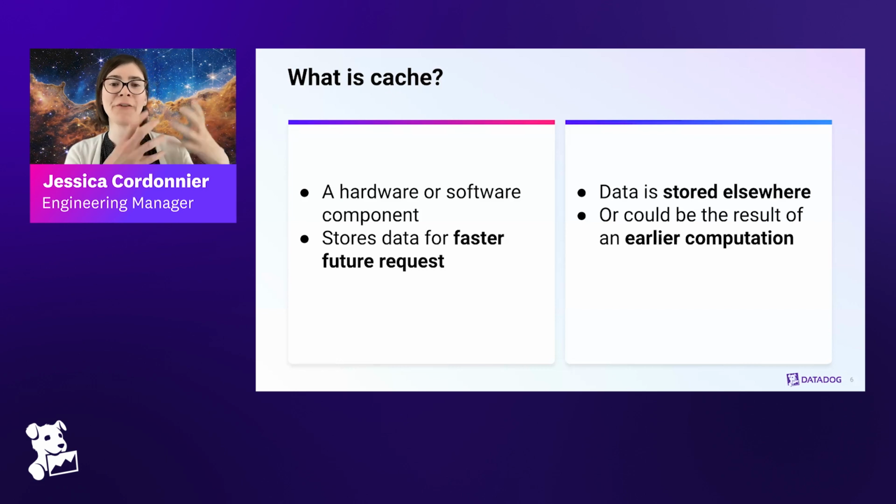It's just stored in a faster space than your source of truth, or it could be the result of an earlier computation, so you can reuse a value you've calculated multiple times without having to spend the resource to compute it again. It's pretty much everywhere in computer science.